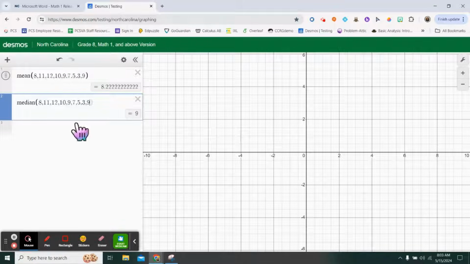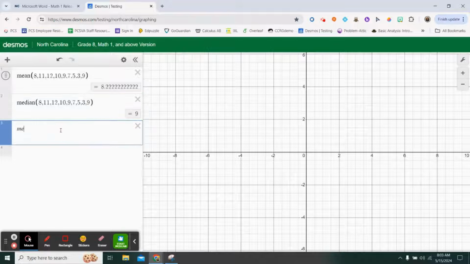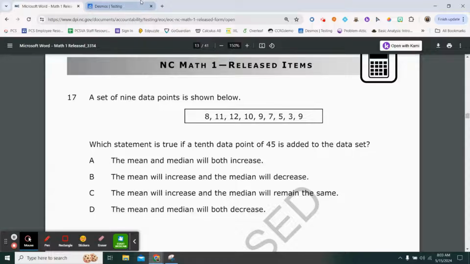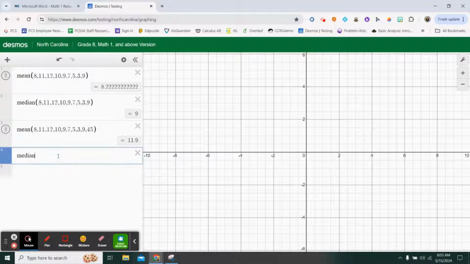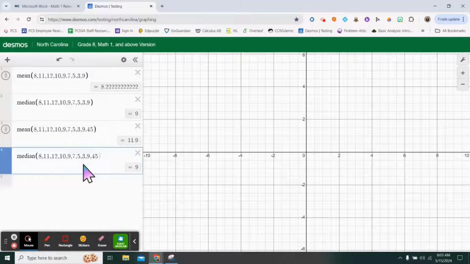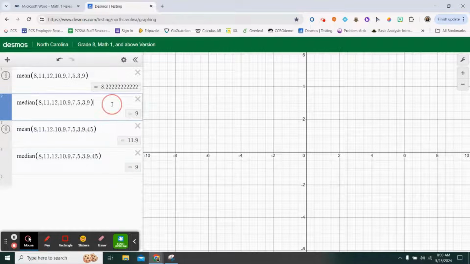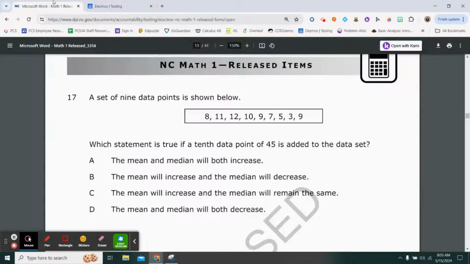paste it in, and then I'm going to do it again. So I'm going to find my new mean, and I'm going to add in the next data point, which was 45. And then I'm going to find my new median, and I'm going to add in my new data point of 45. And I can see that my mean went up and my median stayed the same. And so then I would choose C.